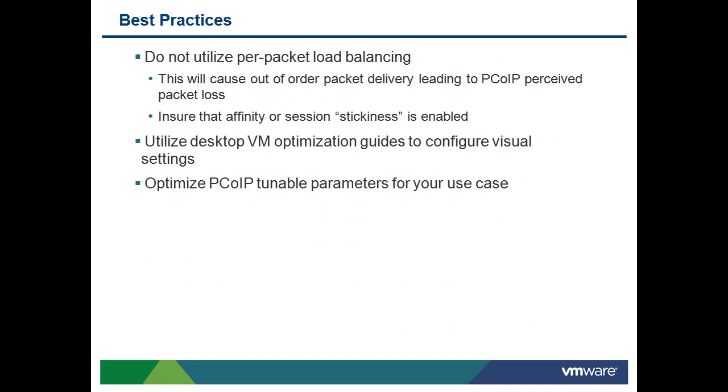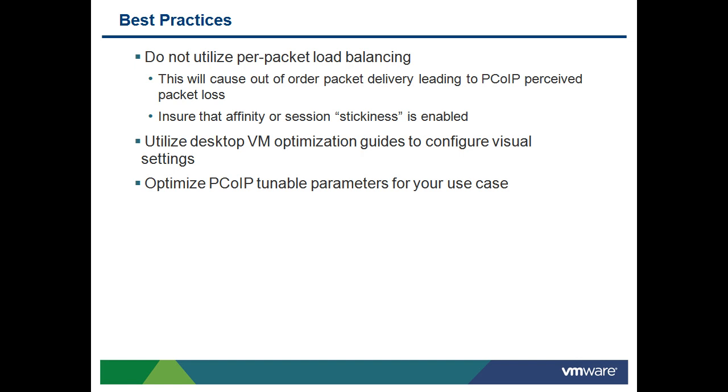Do not use per packet load balancing. This will cause out-of-order packet delivery because the PCoIP packets within a given session could be traversing two separate network paths, and those paths may have different properties such as latency and bandwidth, which will affect the timing and arrival of those packets.